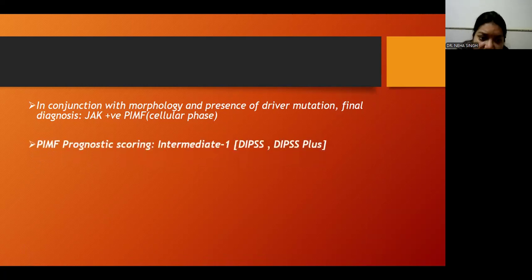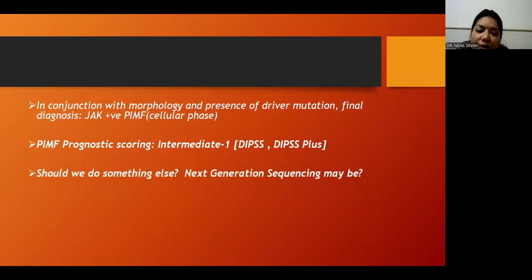So the clinician will prognosticate the case further. It comes out to be intermediate 1 according to the DIPSS or DIPSS plus scoring. Plus is added when you have the complete cytogenetic karyotyping information available. If that is not available, you stick to DIPSS. So do you think now we need to do something else in this patient?